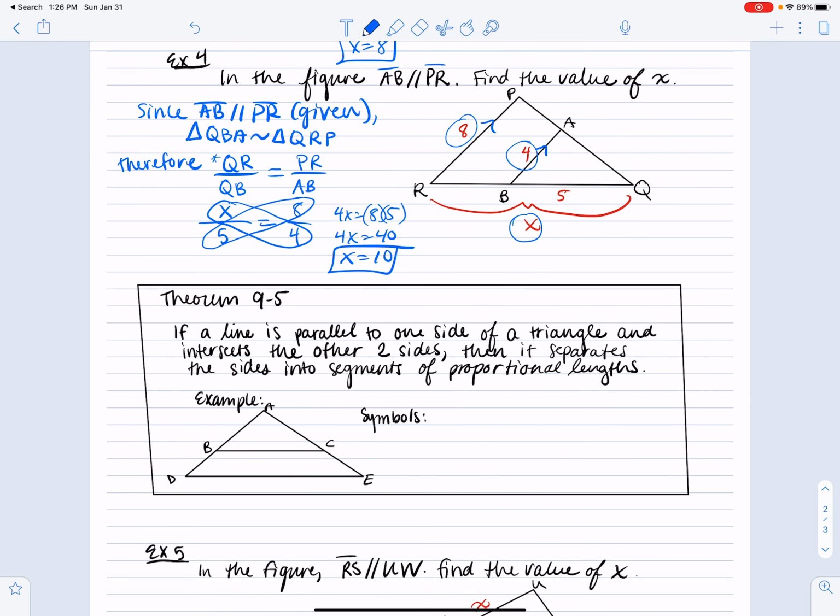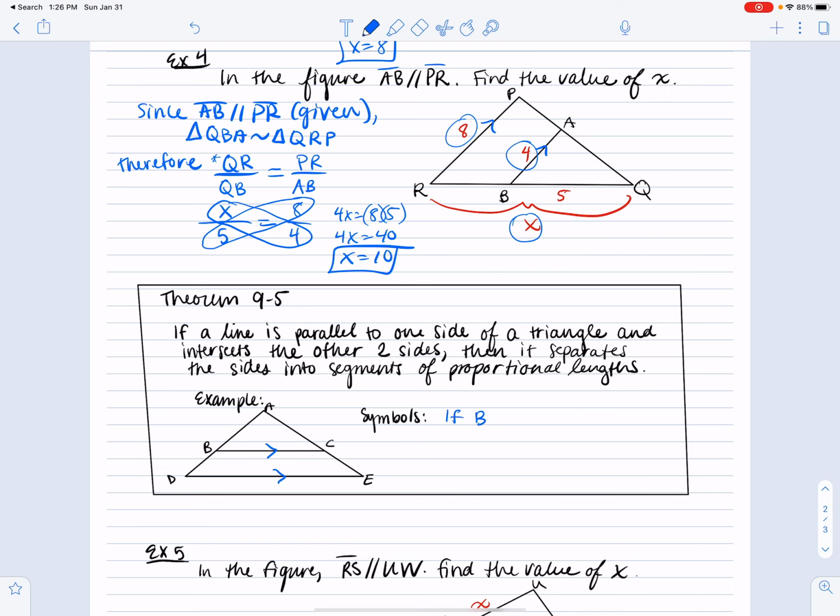Theorem 9.5. So another theorem. If a line is parallel to one side of a triangle and intersects the other two sides, okay, so just like the last one, then it separates the sides into segments of proportional length. Okay, that's interesting. So this has nothing to do with the triangles created, so this is a whole nother theorem.